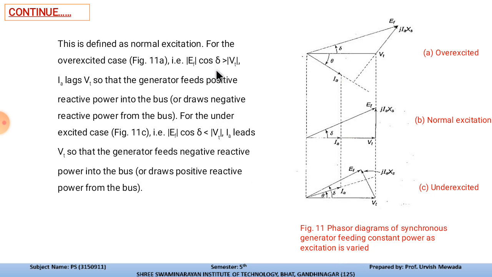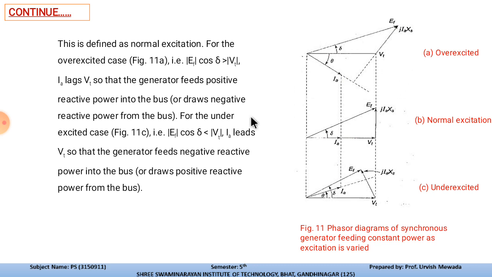So Ef cos delta is greater than Vt. Over here you can see that Ia lags Vt, so the generator feeds positive reactive power into the bus. Or in other words, it draws negative reactive power from the bus, so that we can improve the voltage regulation of the power system with the help of the synchronous generator.